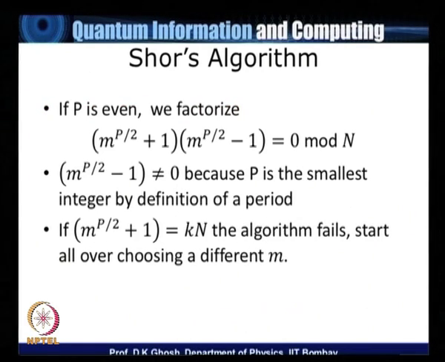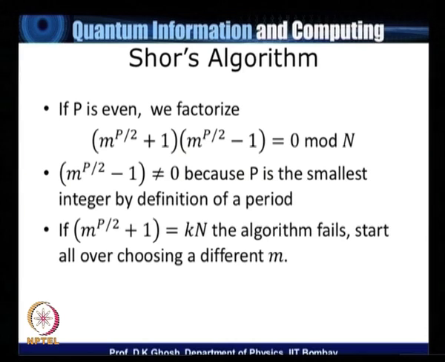Now suppose p is even, so that we can use this algorithm. Then we factorize m to the power p minus 1 equal to 0 as (m to the power p by 2 plus 1) into (m to the power p by 2 minus 1) equal to 0. M to the power p by 2 minus 1 equal to 0 is not a possible solution of this equation, because we have seen that p is the smallest integer for which m to the power p is equal to 1. Since p by 2 is smaller than p, this is not possible. That leaves us with m to the power p by 2 plus 1 equal to 0 mod n.